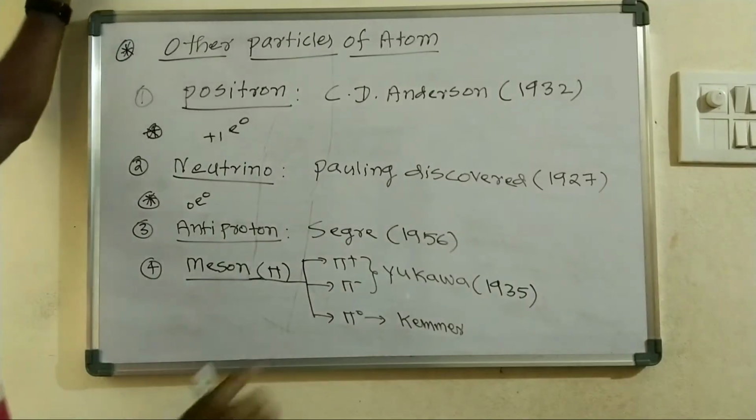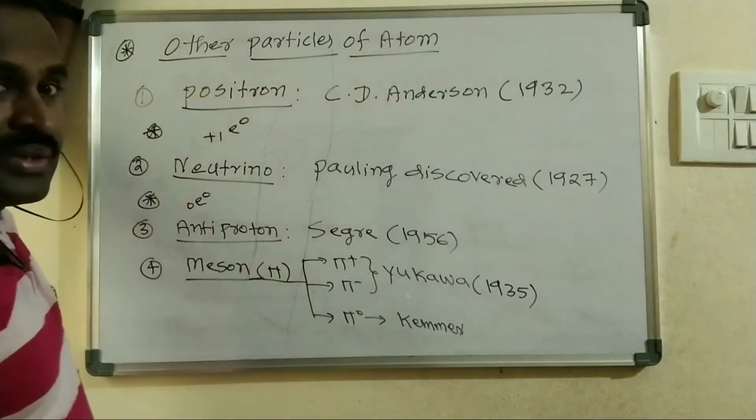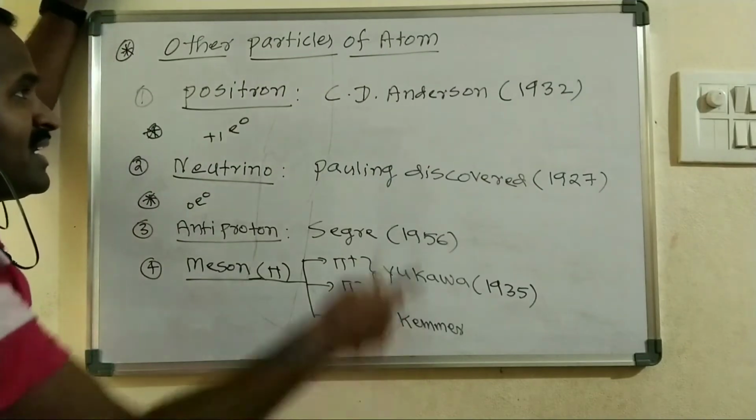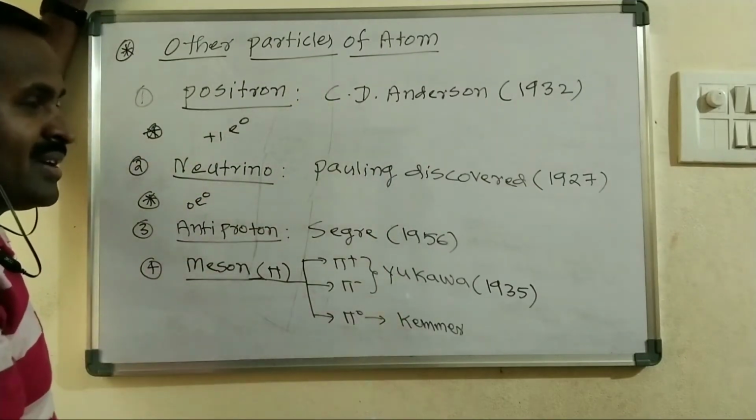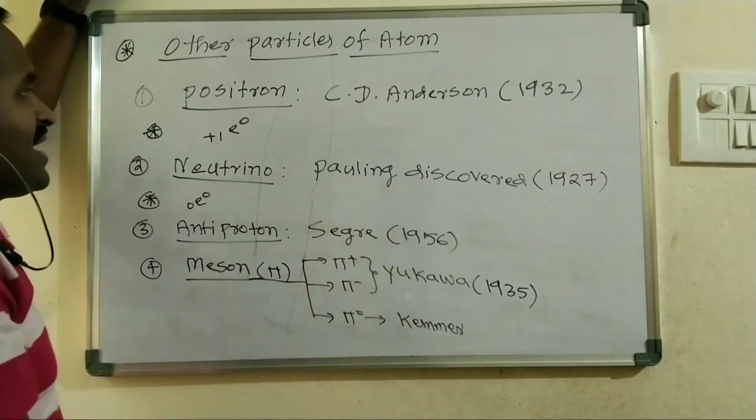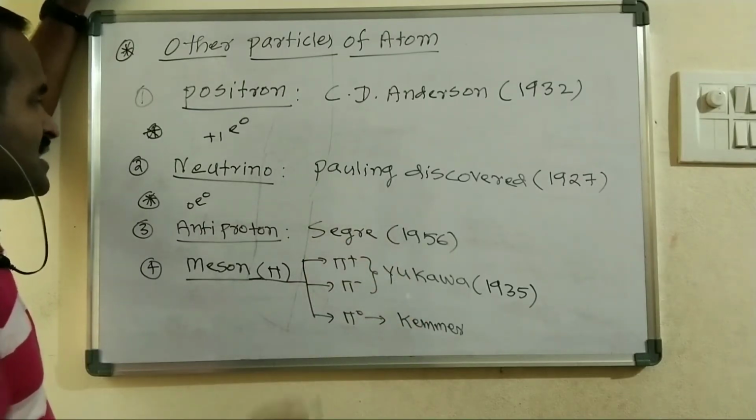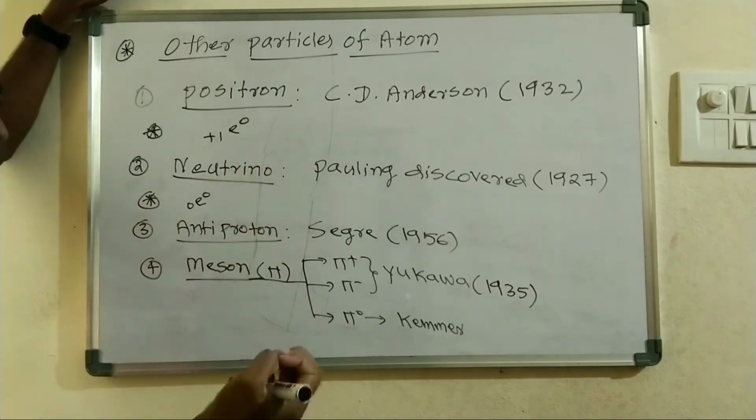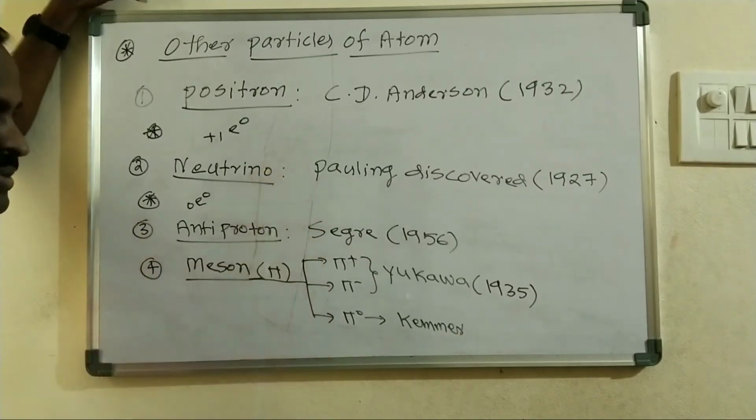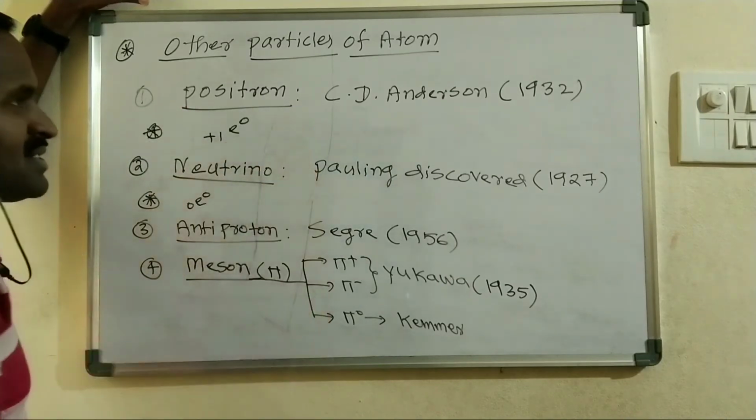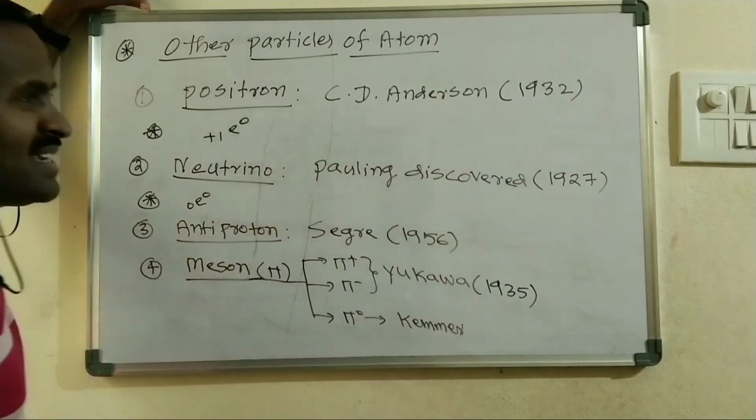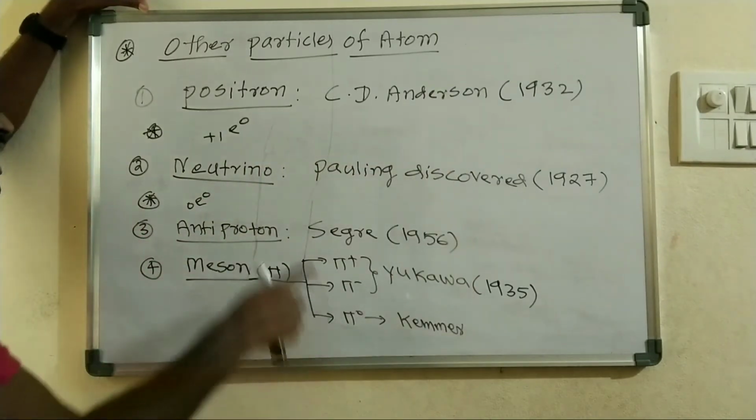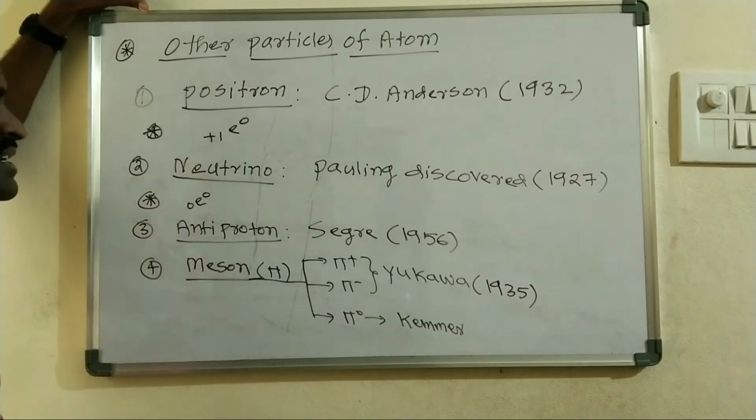Next topic is other particles of the atom. In addition to the discovery of the electron, proton and neutron, some other scientists later discovered other particles of an atom. Their lifetime is very small, so within a fraction of a second they disappear. The first one is the positron. It was discovered by C.D. Anderson in the year 1932, and it is represented by the symbol +1E0.